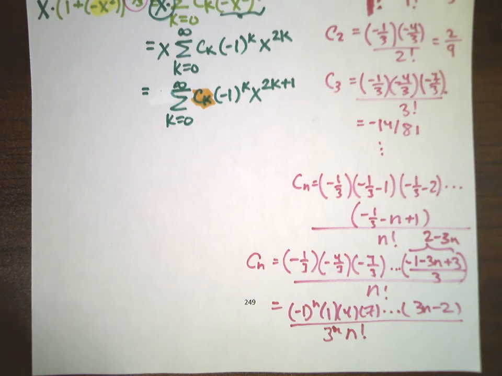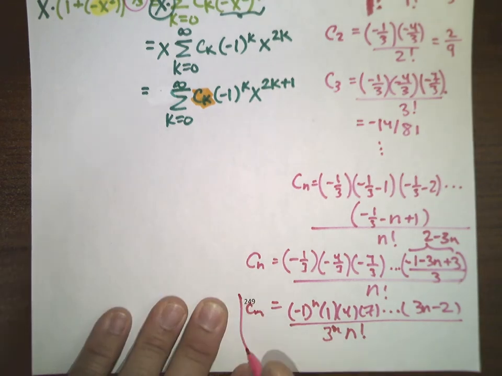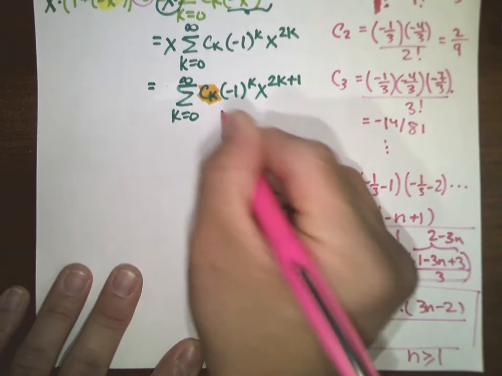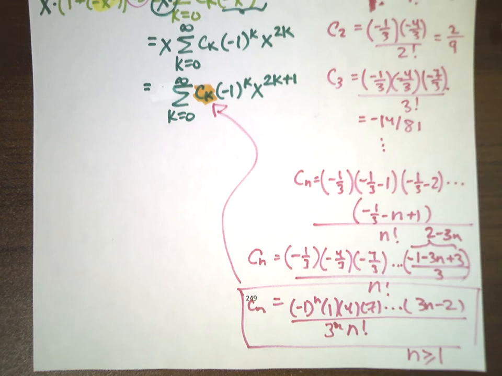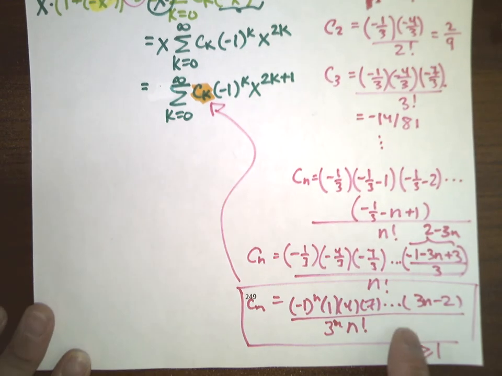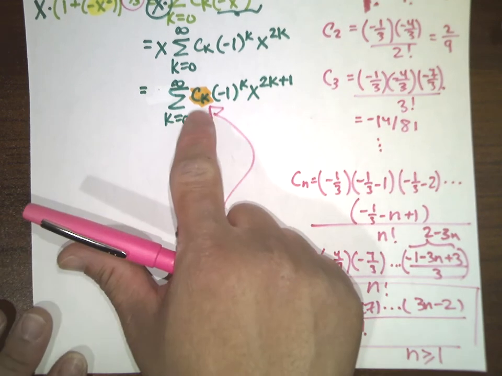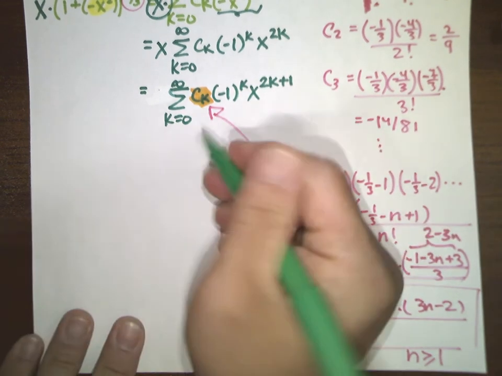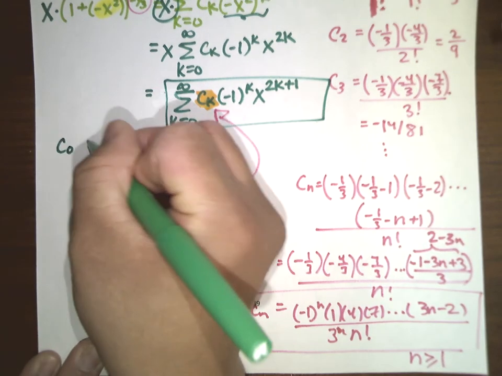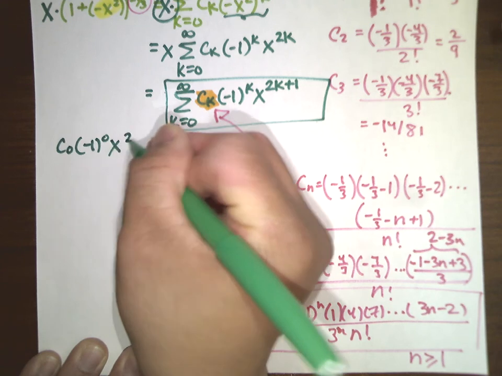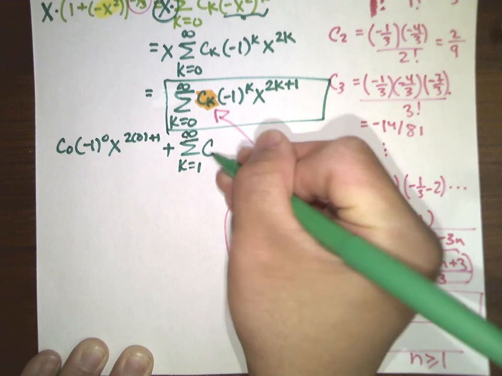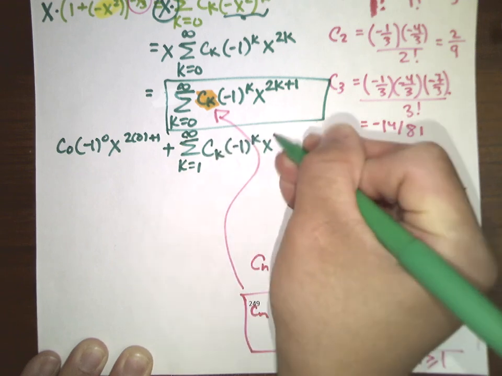And so now, what do we have here? Just make a note that this is only good if n is greater than or equal to 1. All right, so this is what I'm going to use for the Ck. But this sum starts at 0, and this is only good for n greater than or equal to 1. So how am I going to deal with this? I'm going to rewrite this sum as C0 and then negative 1 to the 0, x to the 2 times 0 plus 1, and then plus the sum k equals 1 to infinity of ck negative 1 to the k x to 2k plus 1.